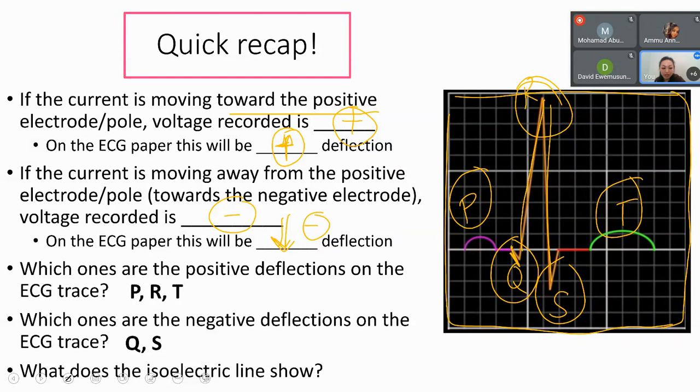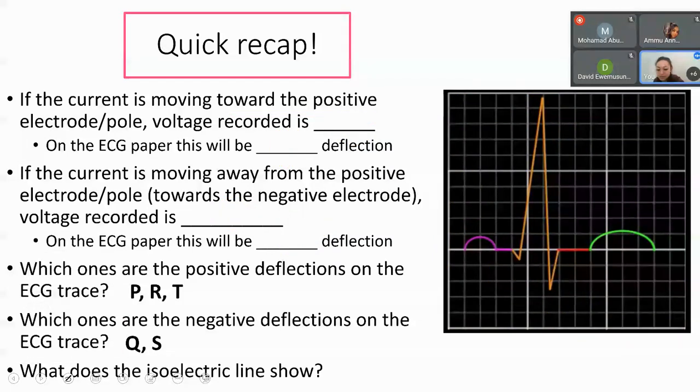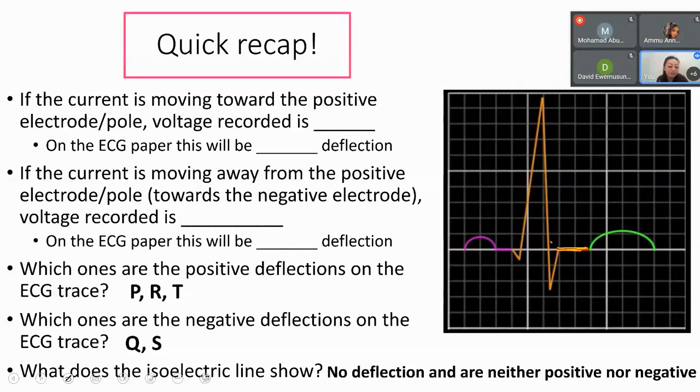We also have an isoelectric line, which is just the baseline, the flat line. What is it actually showing us? There's zero voltage, an equilibrium. The voltage is neither going upwards nor downwards. There's no movement of current, because the ECG is just recording the movement of current. So there's no deflection, neither positive nor negative. It's just no change in current.